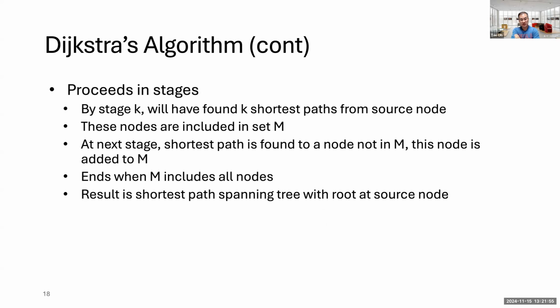At each stage, by stage K, we find the K shortest paths from the source node. Those nodes are included in set M. In the next stage, the shortest path is found to the nodes not in M, and this node is added to M. At the end, when M includes all nodes, the result is the shortest path spanning tree with the source node as root. You might not understand what I'm saying at this time, but I have a graphical display in the next few slides to help you understand.